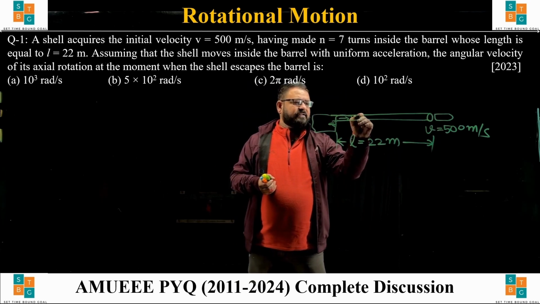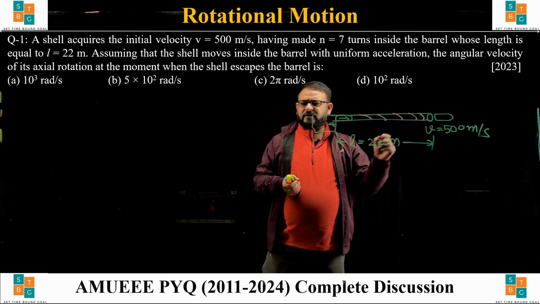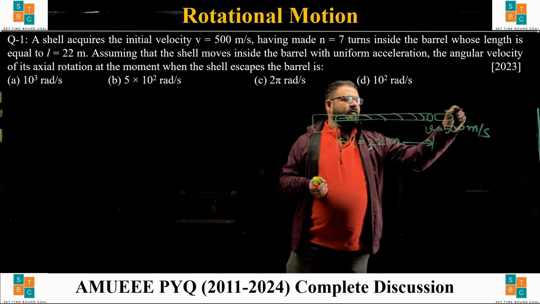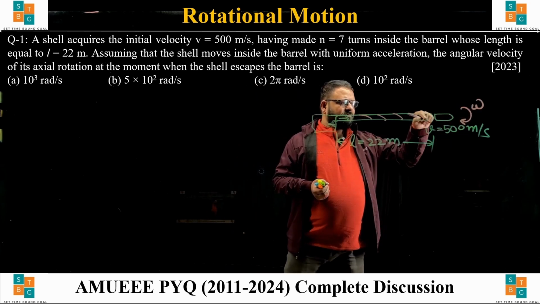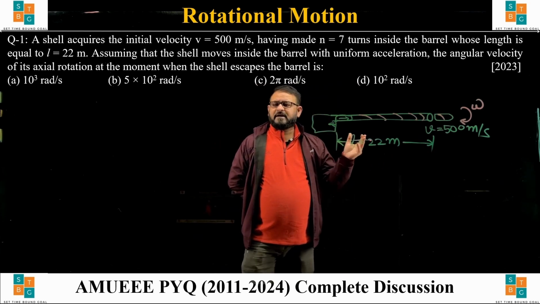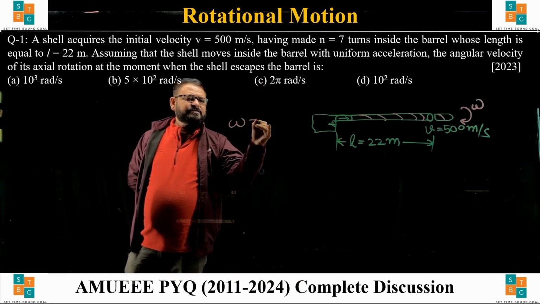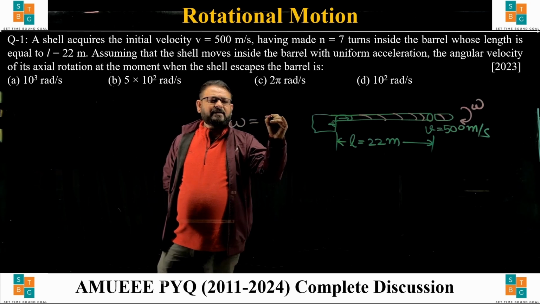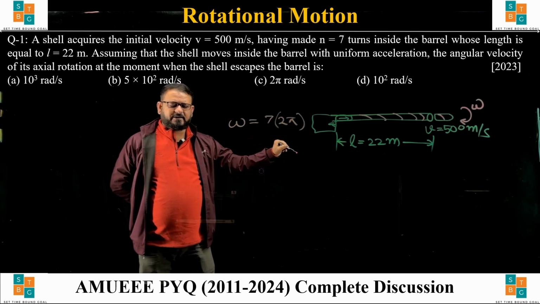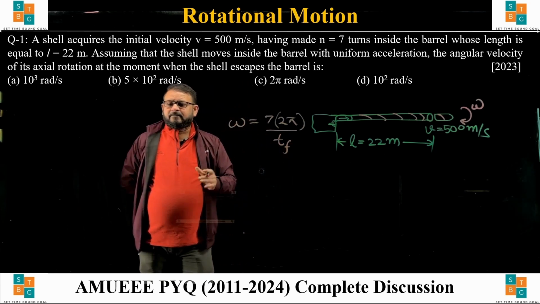So in this barrel there will be grooves. These grooves make it spin. So we need to know what is the omega about this axis. So it is also revolving. Right, so omega is not difficult. Why? Because omega we can say is 7 turns, so 7 times 2 pi radians, because in every turn it does 2 pi radians. And if we know the time of flight, so time of flight we need to know.